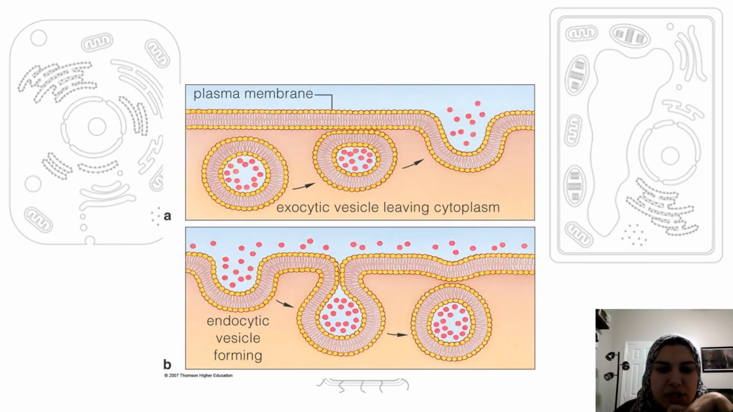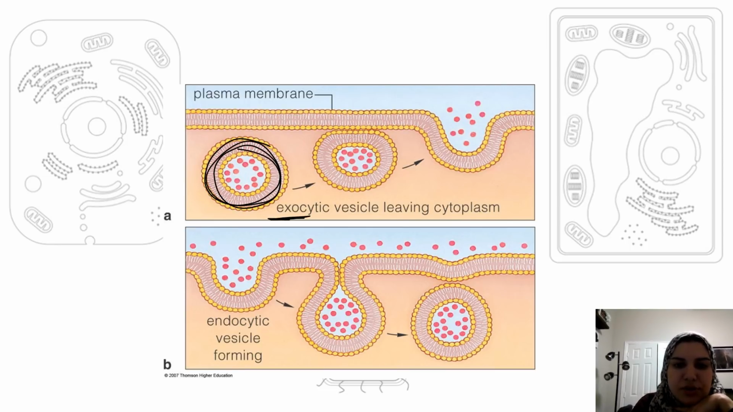Alrighty, the next thing we're going to talk about for active transport, just a quick second, is what if I want to move a bunch of stuff in or out all at the exact same time? Well, if I want to move a bunch of stuff out, I form a vesicle. A vesicle is basically just plasma membrane surrounding whatever I want to take in and out of my cell.